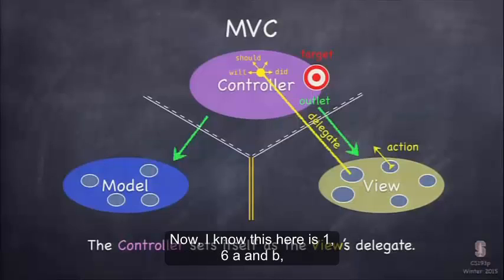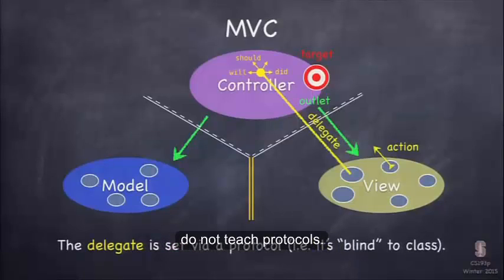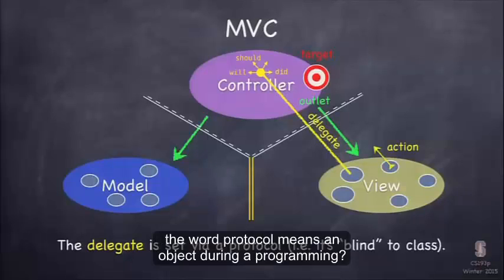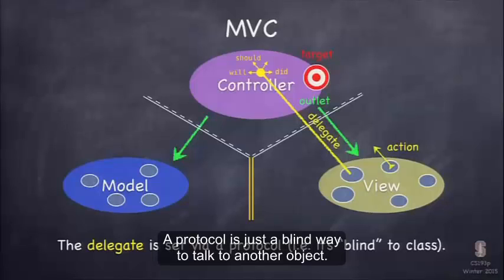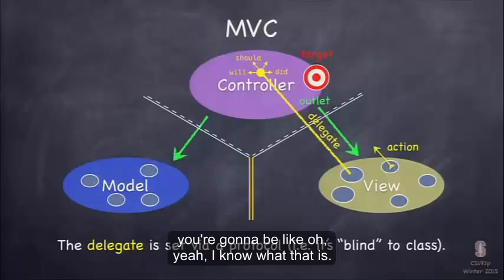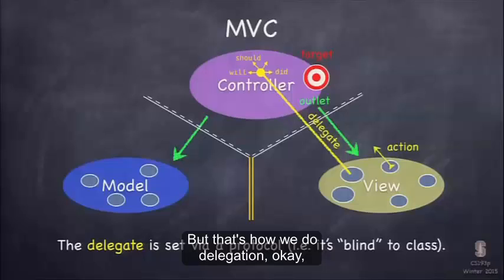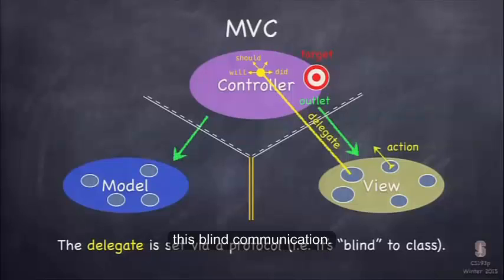Now, I know that CS106A and B do not teach protocols. How many people know what the word protocol means in object-oriented programming? You can see very few of you. So I will be teaching that. A protocol is just a blind way to talk to another object. When I teach you, you're going to be like, oh yeah, I know what that is. We just didn't really call it protocol. But that's how we do delegation, this blind communication.